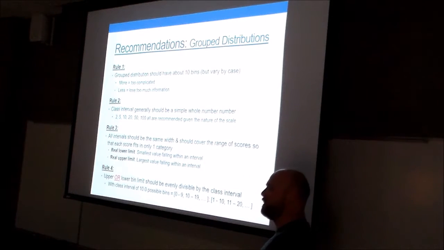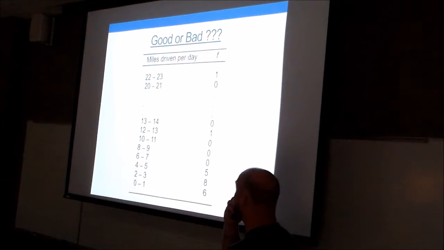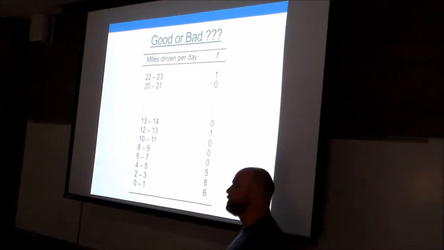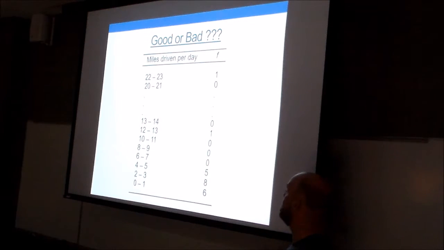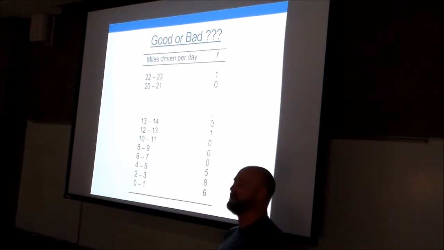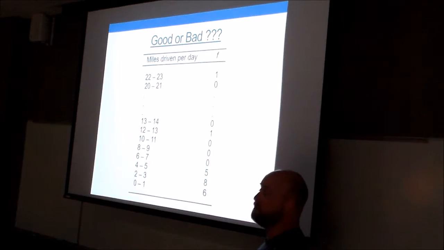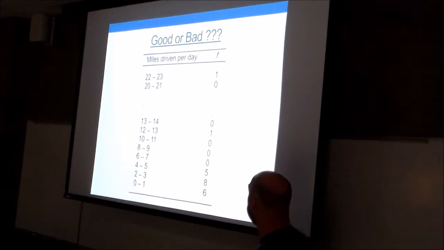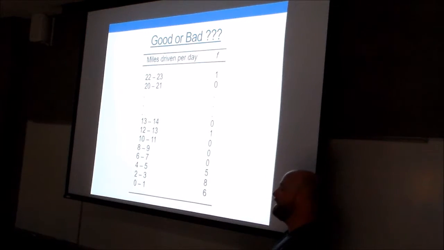All these things seem pretty self-explanatory. You're like, yeah, sure, why not? But you sometimes get weird stuff. So we've got miles driven per day. Stephanie, is this a good or a bad frequency distribution? It's bad. Yes, why is it bad? Because there are too many ones. Yeah, so our class interval is too small. It looks like we've got 1 mile intervals. There's a level of precision that we don't need to reasonably describe this data. Okay.